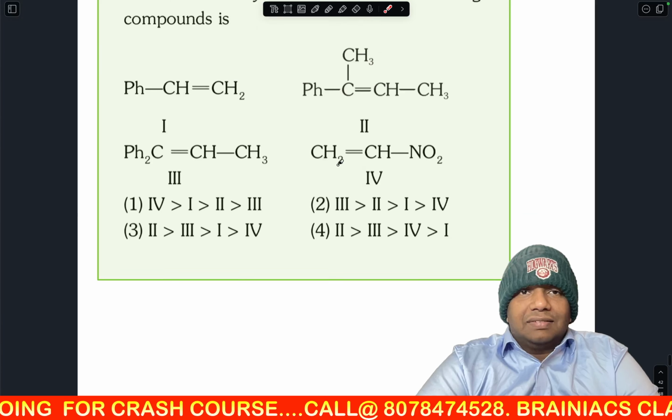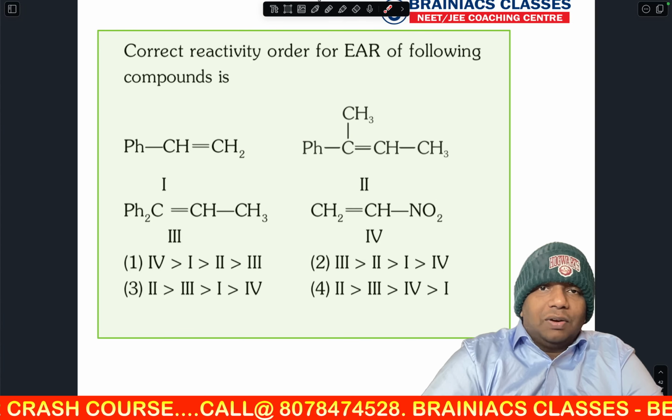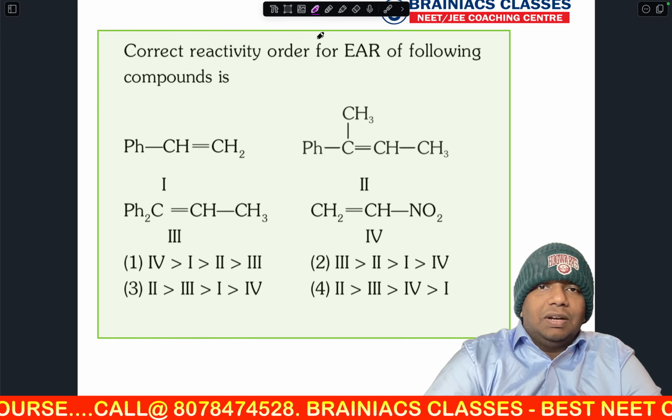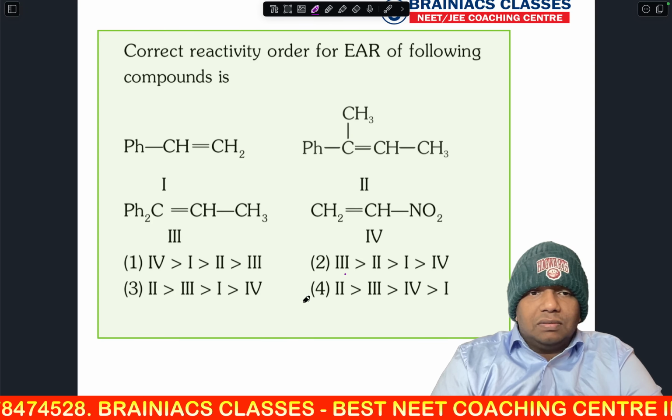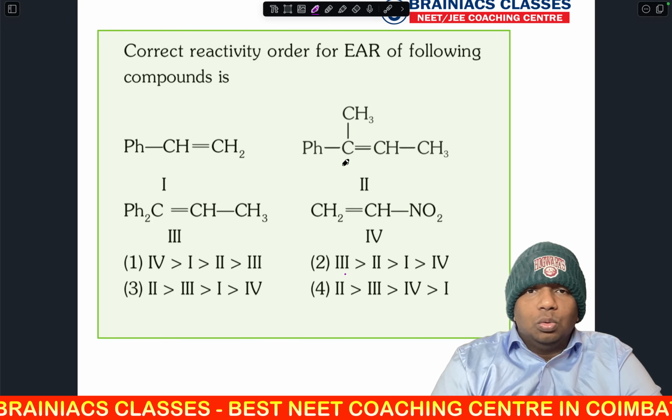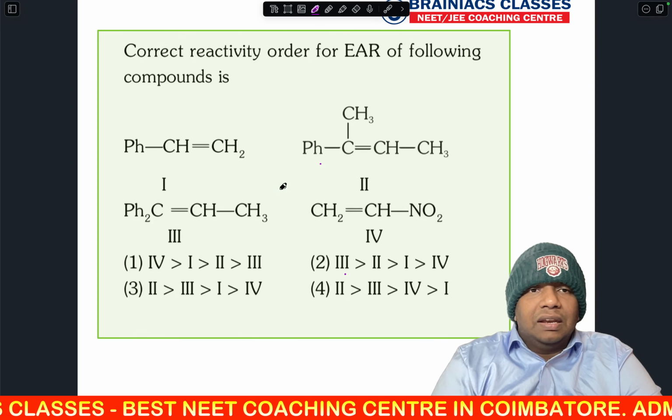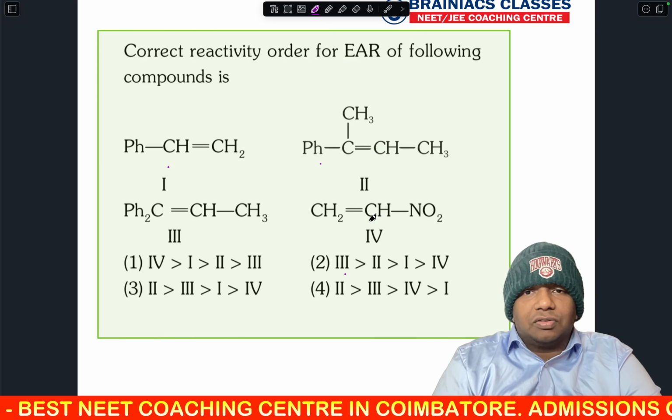So what would be my answer? This time we need to choose it correctly. Okay, so what would be my answer, sir? Tell me. So 2 phenyl rings are present in 3. So 3 is first. Okay, no other options. Then 2, yeah, correct. Then 1, correct. Then comes the last one, 4.